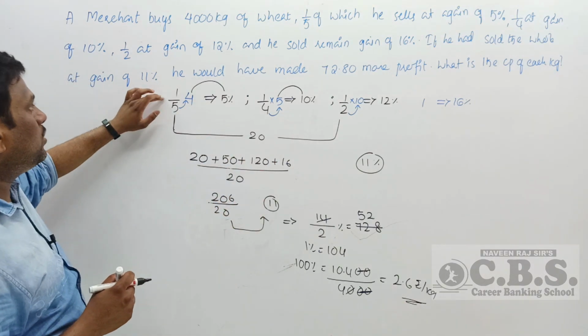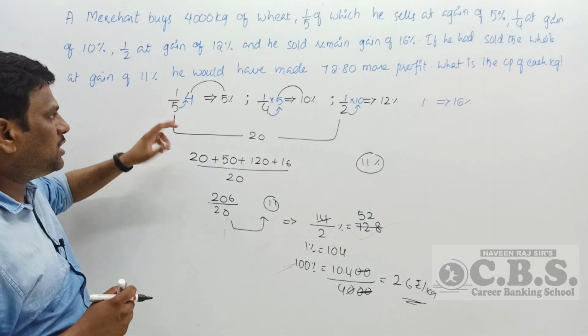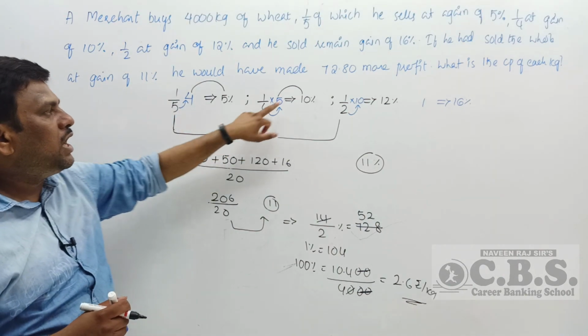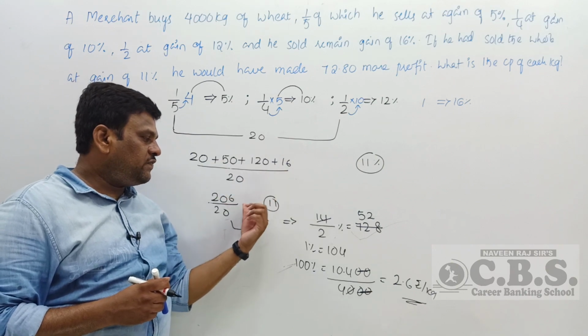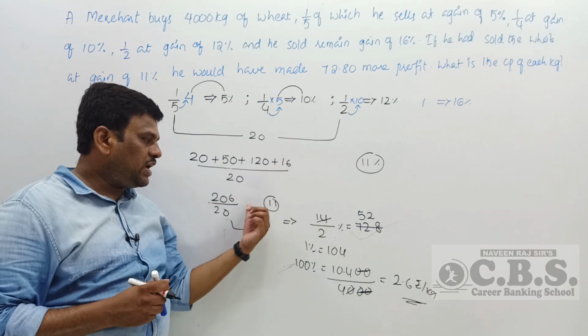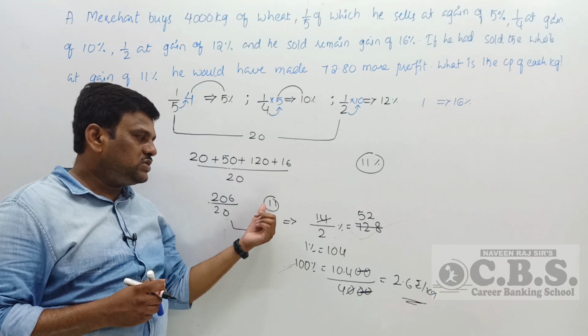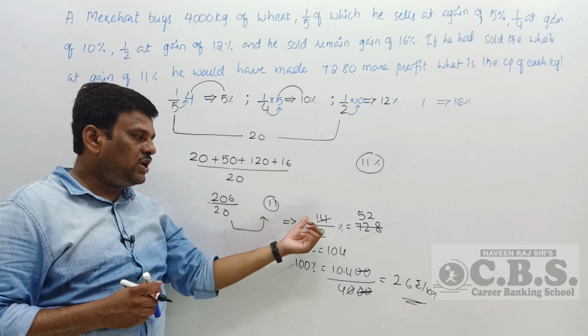Okay, so we don't need to take 4,000 kgs, a time-taking process. 4 5s are 20, and 5 10s are 50, and 120 plus 16 is 206. What is the difference? You can do the calculation: 11 20s are 220. 220 minus 206 is 14 by 20.